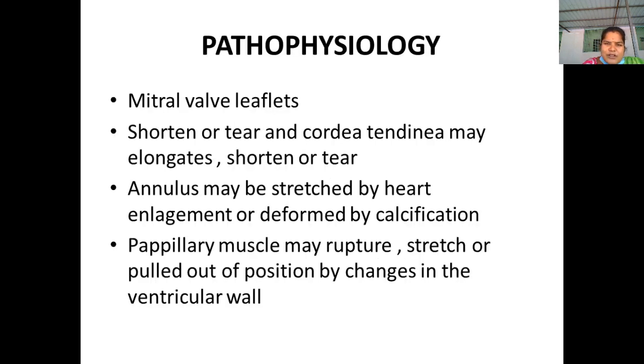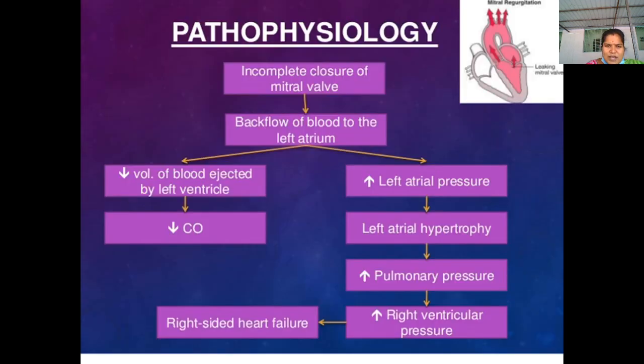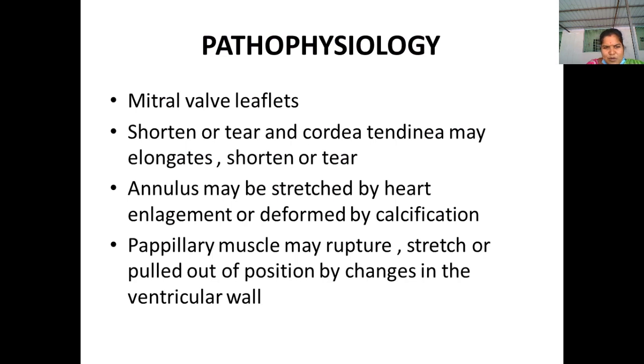Moreover, the pathophysiology. The mitral valve leaflets may shorten or tear, and the chordae tendineae may elongate, shorten, or sometimes tear. The annulus may stretch by enlargement or be deformed by calcification. The papillary muscles may rupture and stretch, and they are pulled out of position by changes in the ventricular wall. So what happens is the shortening and stretching of the chordae tendineae, the annulus and the papillary muscles.